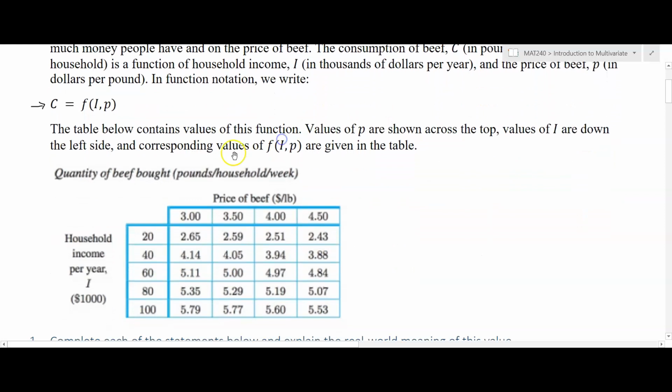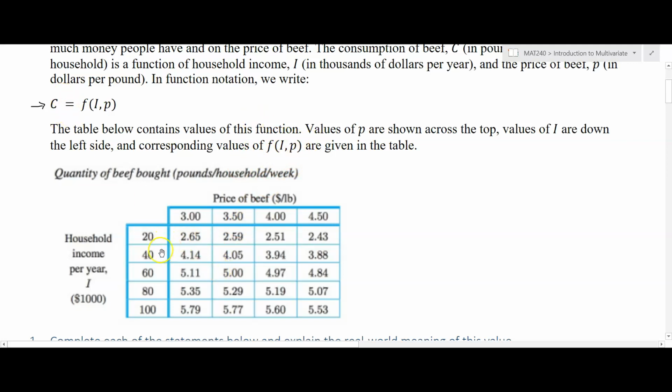So here we have a table of averages. Not every family will adhere to exactly these numbers, but these are some kinds of averages. Values of P are shown across the top. So we have four different prices: $3 a pound, $3.50 a pound, $4 a pound, $4.50 a pound. Values of I are on the left side: $20,000 a year, $40,000, $60,000, $80,000, and $100,000 a year. And inside the corresponding values are f of I comma p. Another name for that is C.